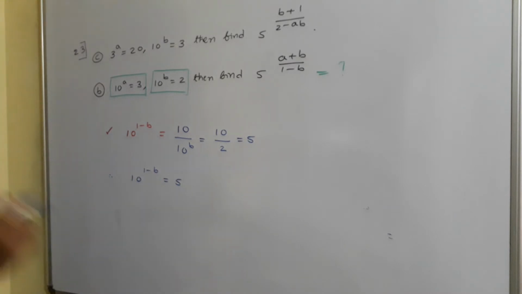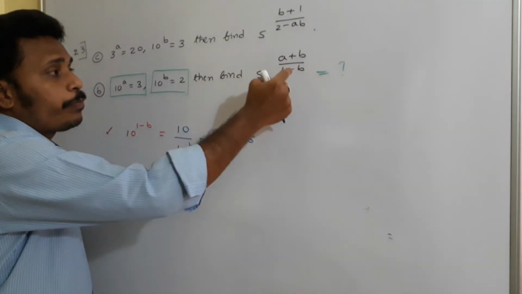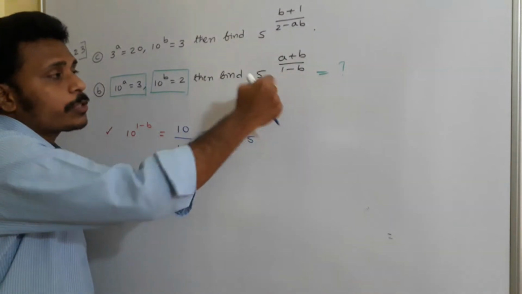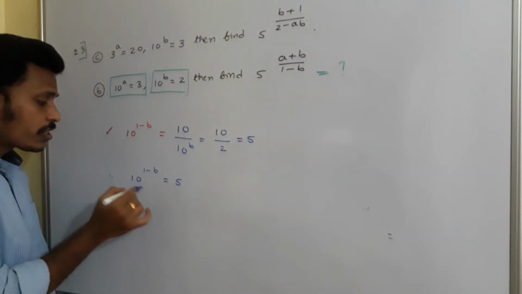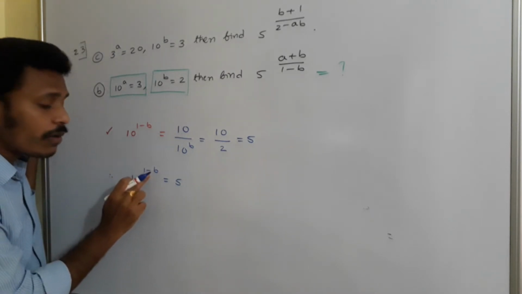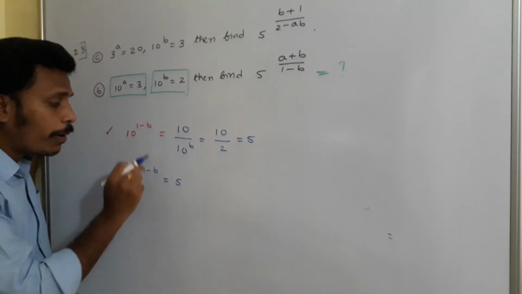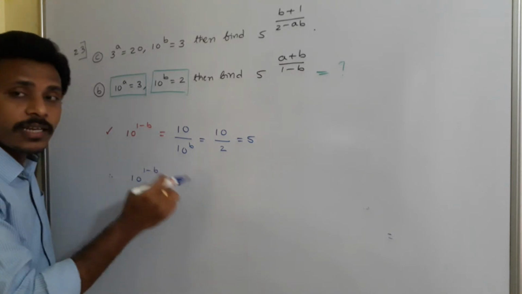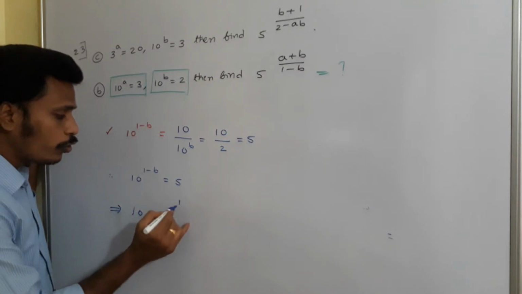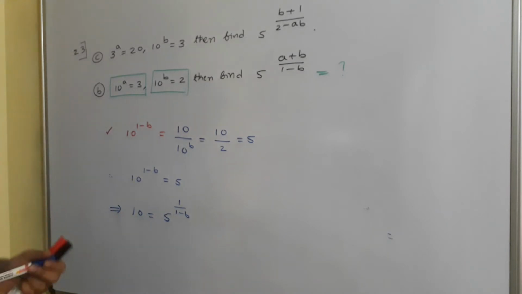Is it right? But when you observe this particular thing, I need 5 power (a plus b) by (1 minus b). That in the sense, (a plus b) by (1 minus b). This 1 minus b is there in the denominator, right? So since 10 power 1 minus b is equal to 5, you just send this power 1 minus b to that side. We discussed the nth roots. If you send the power to the other side, it will become its reciprocal. So that implies 10 is equal to 5 to the power 1 by (1 minus b). Is it right? Very simple logic, right?